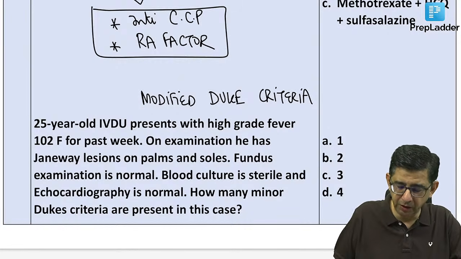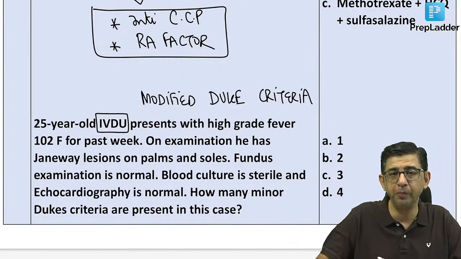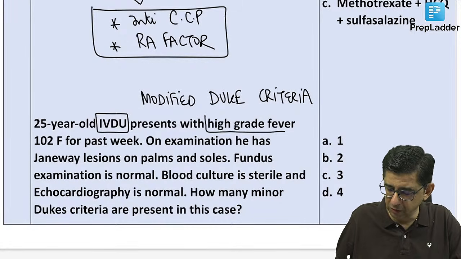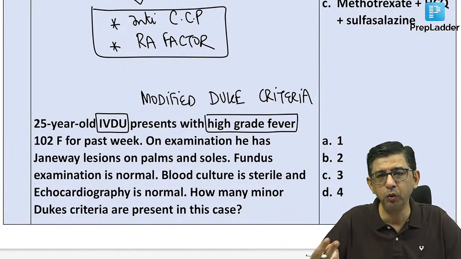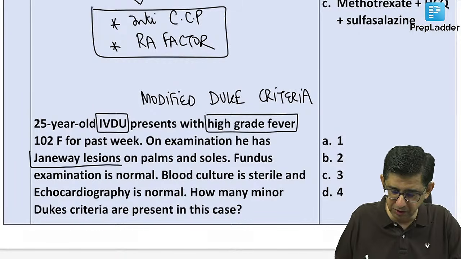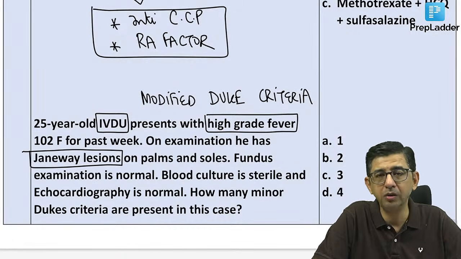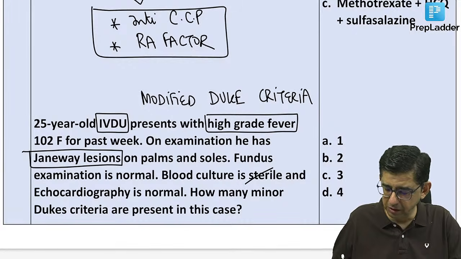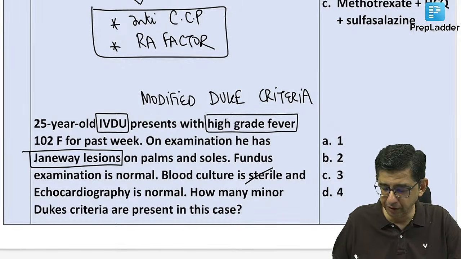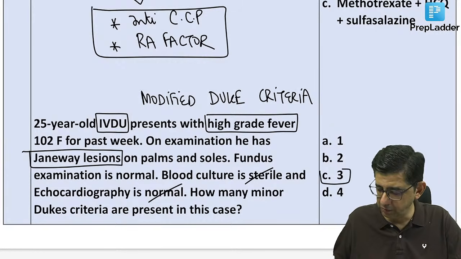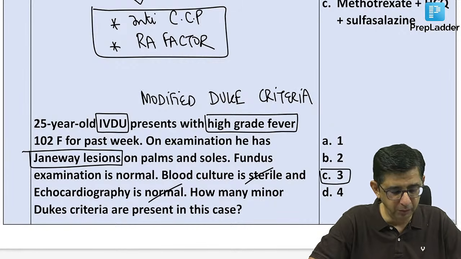So criteria number one that is being satisfied is predisposition. The predisposition is IV drug user. The second feature that is present is high grade fever. I mean, the two minor criteria satisfied: predisposition, presence of fever, and then there is a vascular phenomenon which is also given in this question, that is in the form of Janeway lesion. So when I count all this information, there would be a total of three things. There are no major criteria because blood culture is sterile, so major criteria is not there. Echocardiography is normal, so major criteria is not present. But the minor criteria present in this question would be a total of three. So the correct answer for this would be option C.